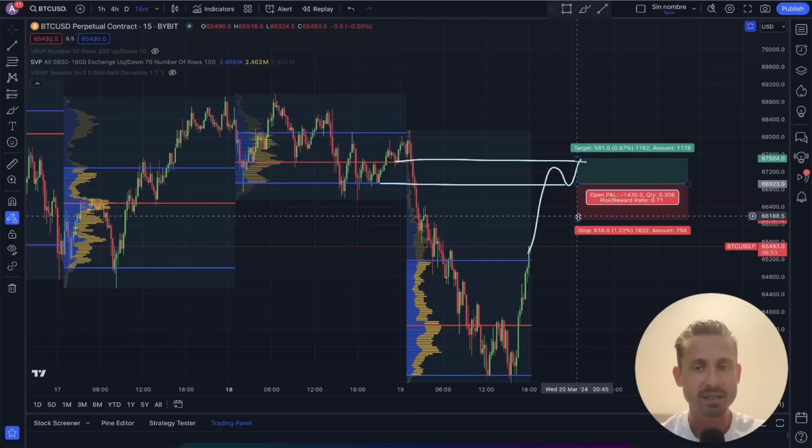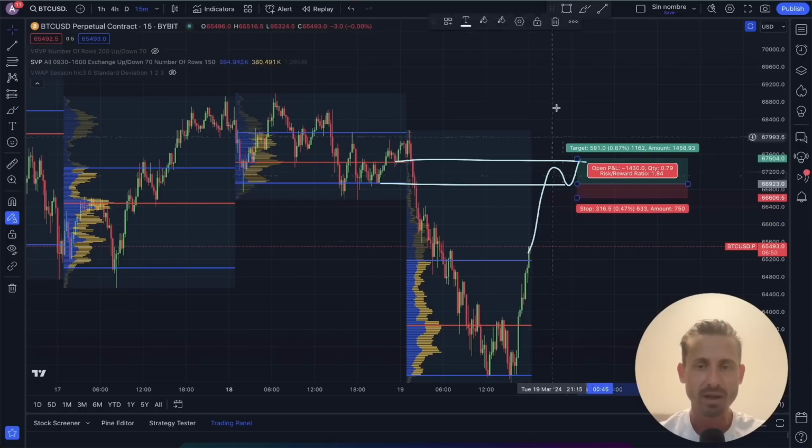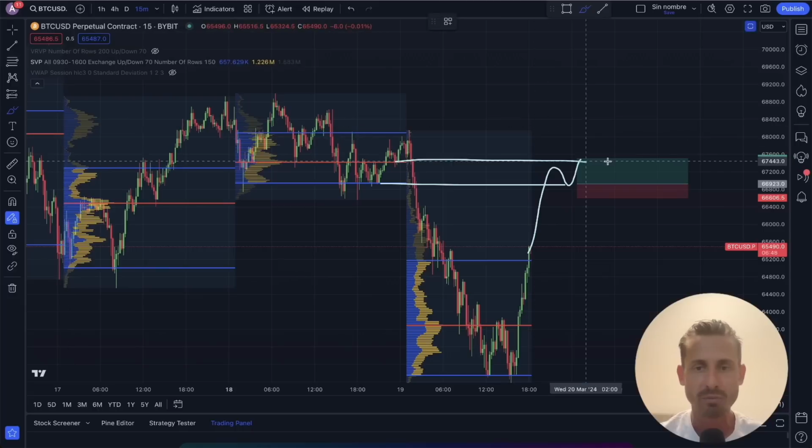This would not make sense. You would have to give it a little bit of room here, okay? You're looking for that 2-to-1 risk to reward at least. This is a scalping day trading strategy.